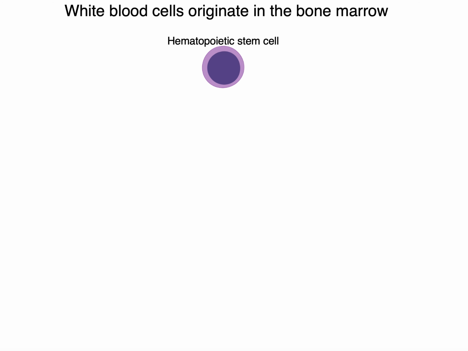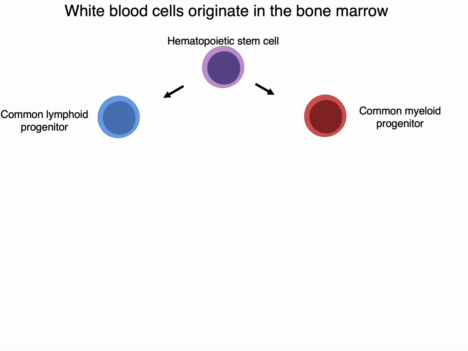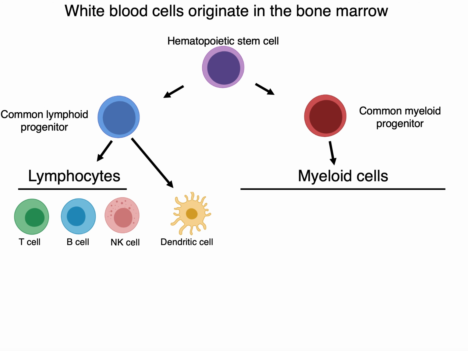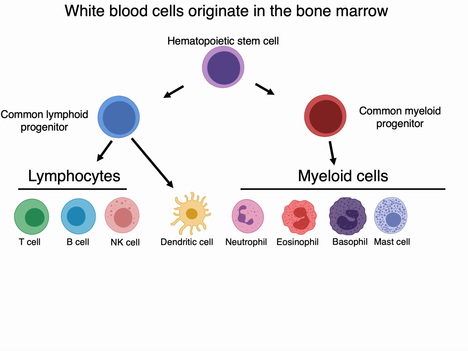Now, all of our leukocytes, or white blood cells, originate in the bone marrow from hematopoietic stem cells, and hematopoietic stem cells give rise to both common lymphoid and common myeloid progenitors. Common lymphoid progenitors in turn give rise to lymphocytes, including T cells, B cells, and natural killer cells, as well as a subset of dendritic cells. Common myeloid progenitors, on the other hand, give rise to myeloid cells, including neutrophils, eosinophils, basophils, mast cells, and monocytes, as well as a second subset of dendritic cells.